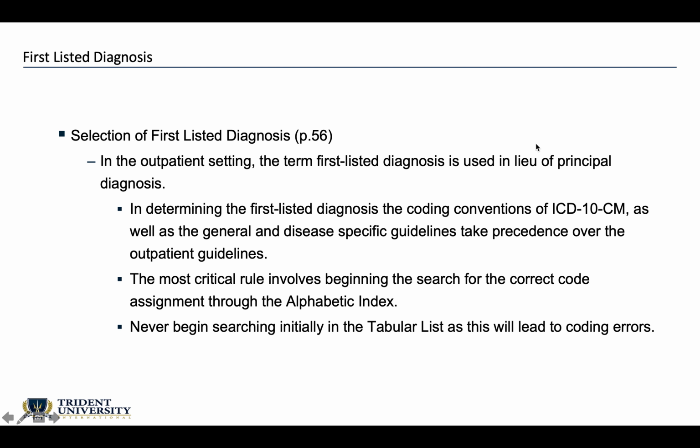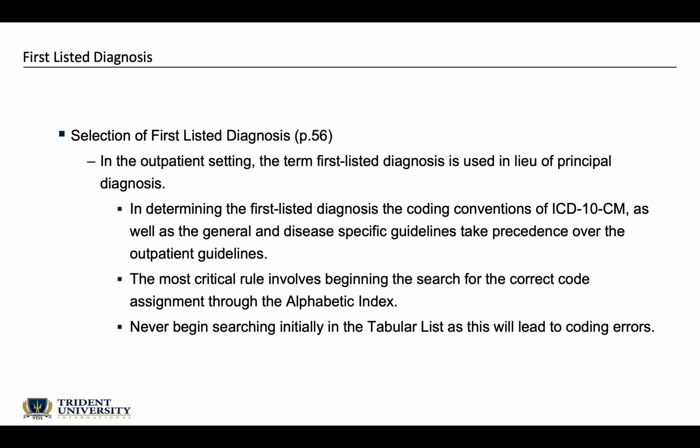For example, this is something different. First listed diagnosis. Now, this is important for you to know because as a coder, sometimes we have multiple codes. We have to know which one is first listed. This is given in the coding guidelines in the tabular list. Okay. So, first listed diagnosis, if you want a reference in your ebook, it's on page 56. In the outpatient setting, the term first listed diagnosis is used in lieu of principal diagnosis. We talked about principal diagnosis.